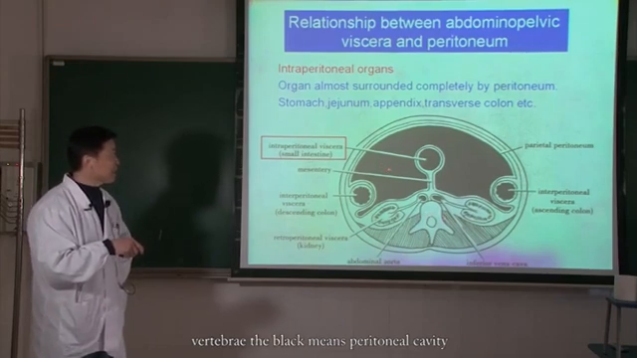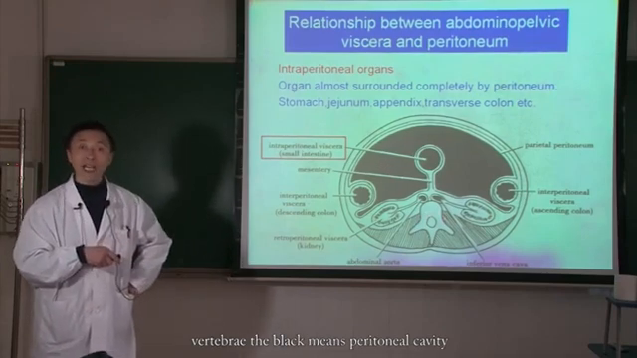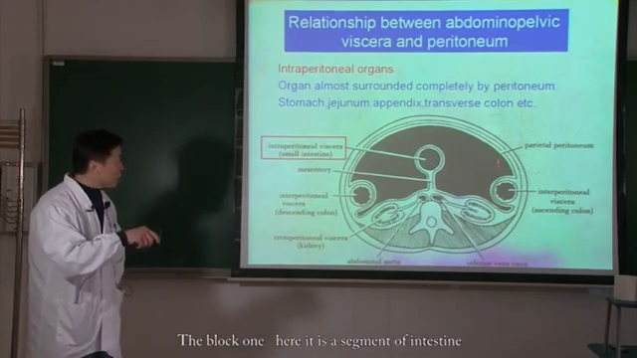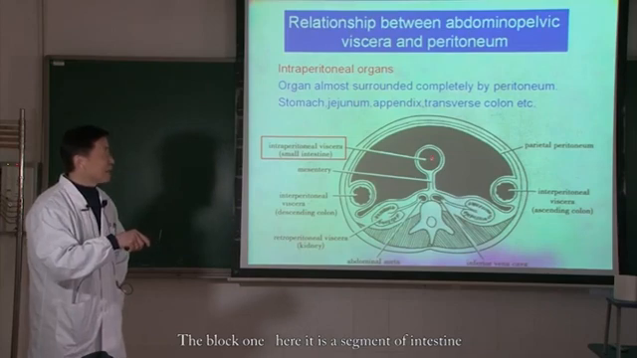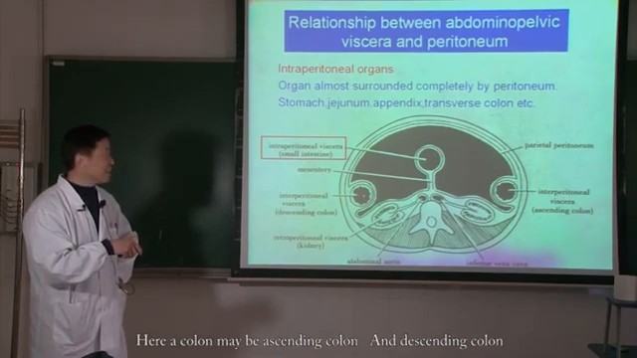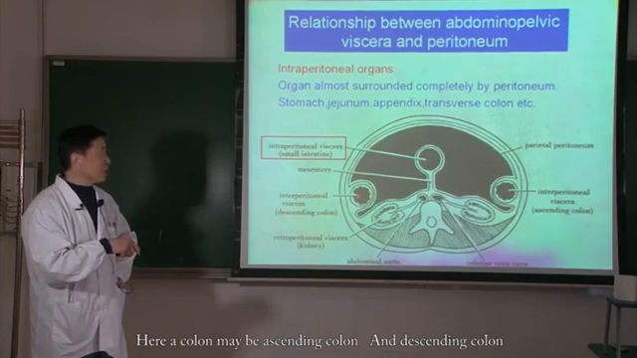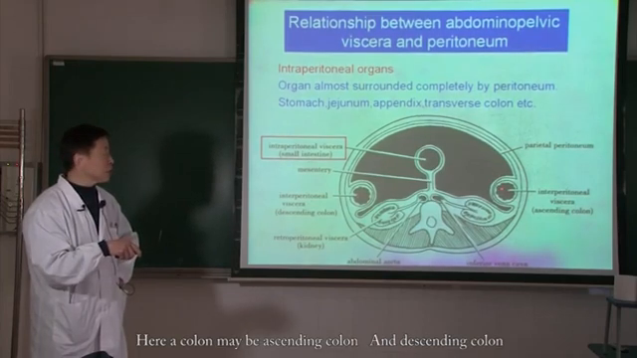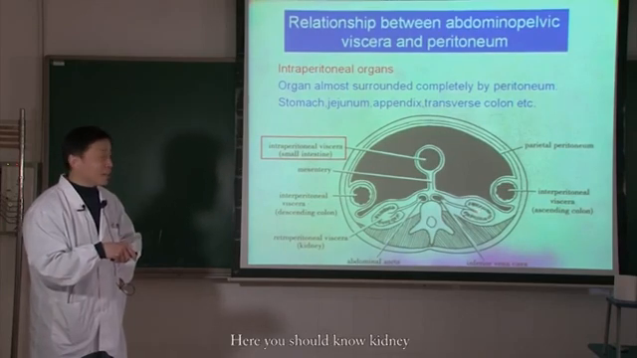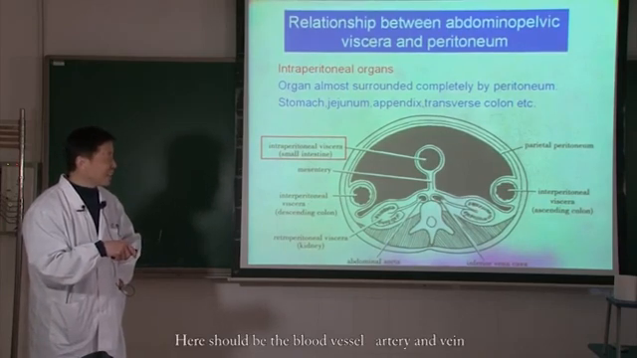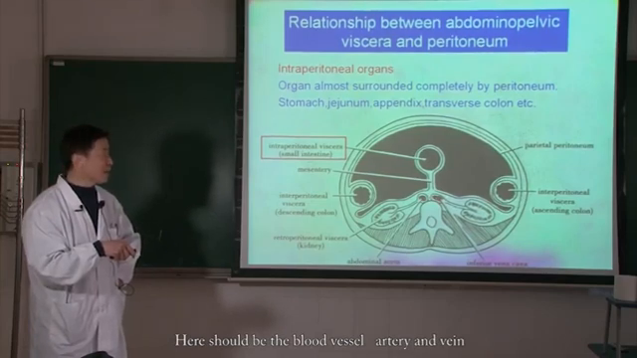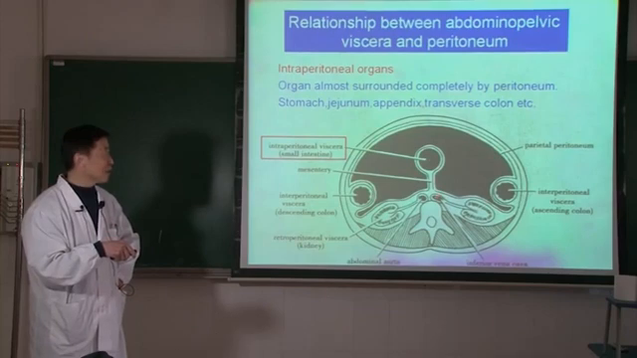The black means peritoneal cavity. Here is a segment of intestine. Here, a colon, maybe the ascending colon and the descending colon. Here you should know is a kidney. Here should be blood vessels, artery and vein.